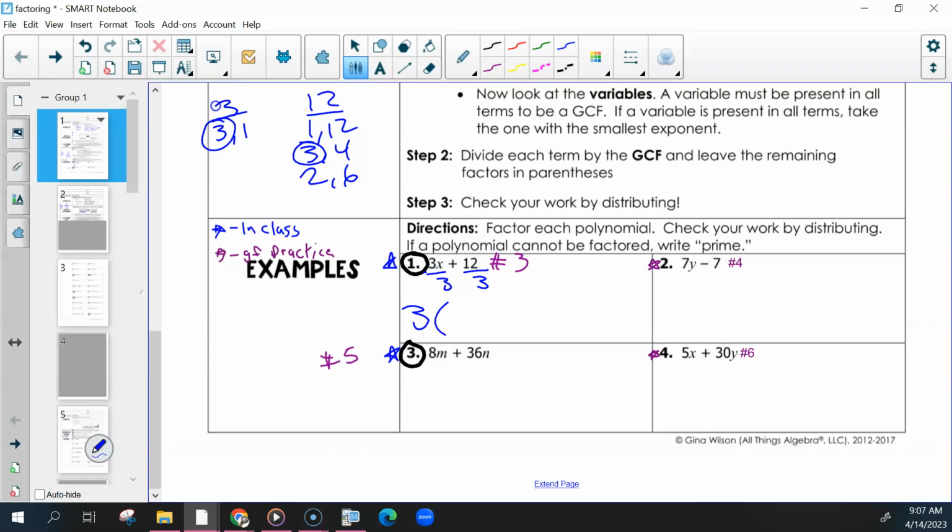They don't have x's in common, because only one has an x, so we wouldn't be dividing out an x. So then what would be left on the inside? x plus 4. And that would be your answer. If you wanted to check yourself, you could distribute it back.